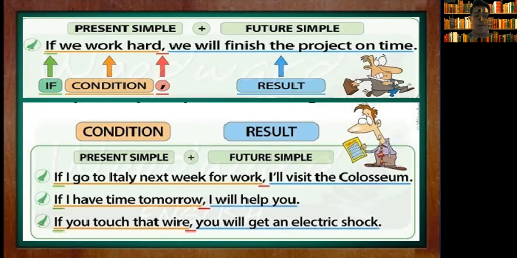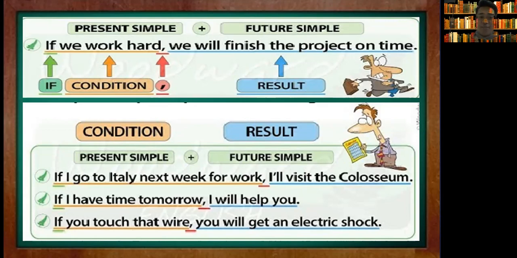Now sentence number 3, if you touch that wire, comma, that's our condition clause because of if, right? You will get an electric shock. Touch is our verb in the condition clause, present simple. No es because you is counted as plural, right? Always remember that. Will get is our future simple form. That is our verb in the result clause.